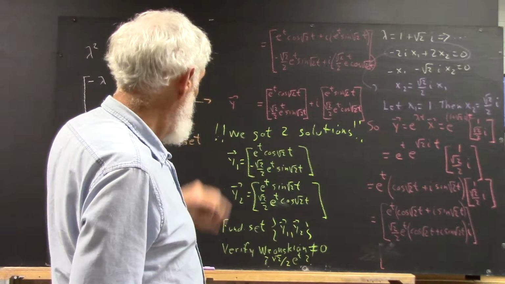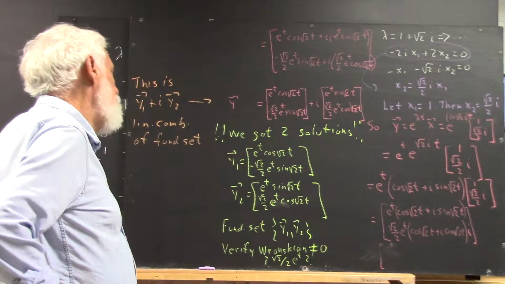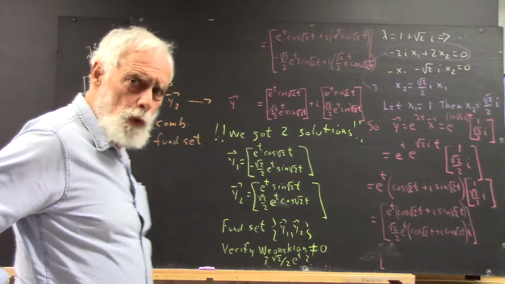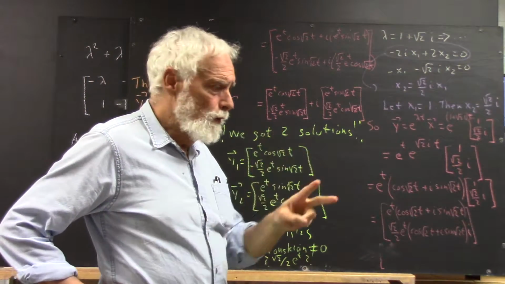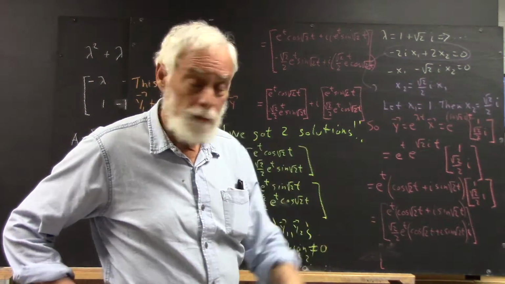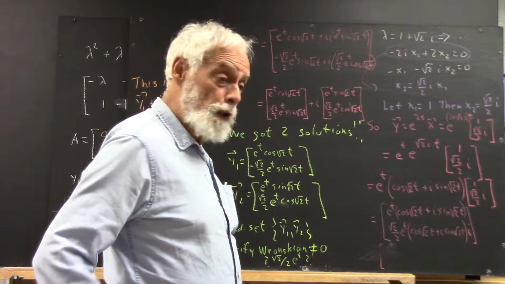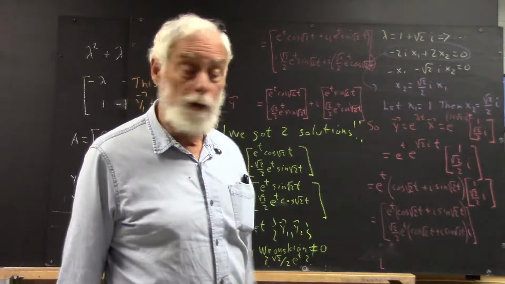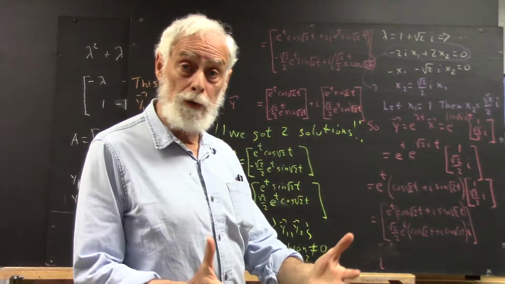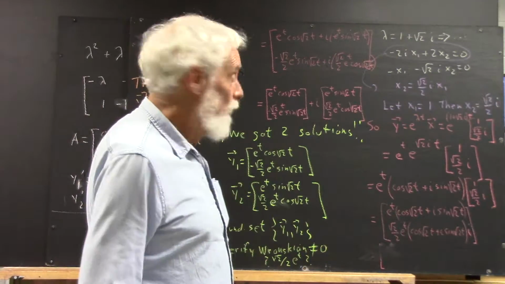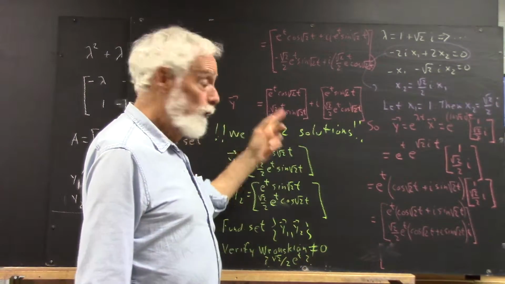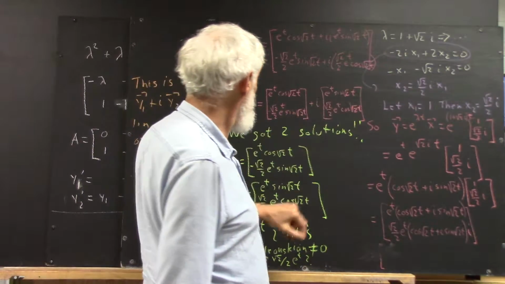Okay? Well, the payoff is we now have two solutions to our system. And those solutions turn out to be linearly independent. Now, how do we have two solutions? Well, as we know, the real part of our solution is itself a solution to the system.